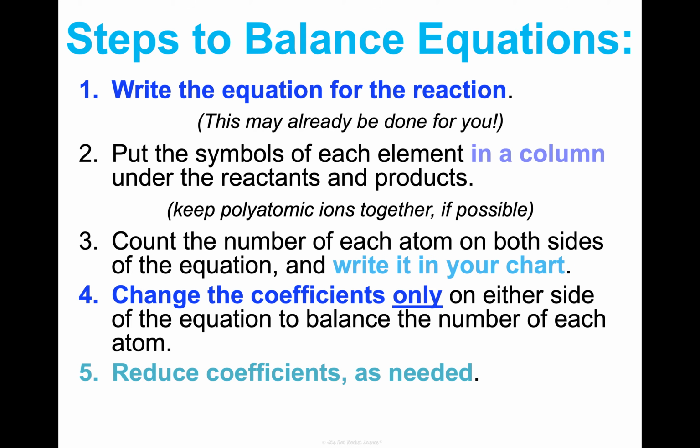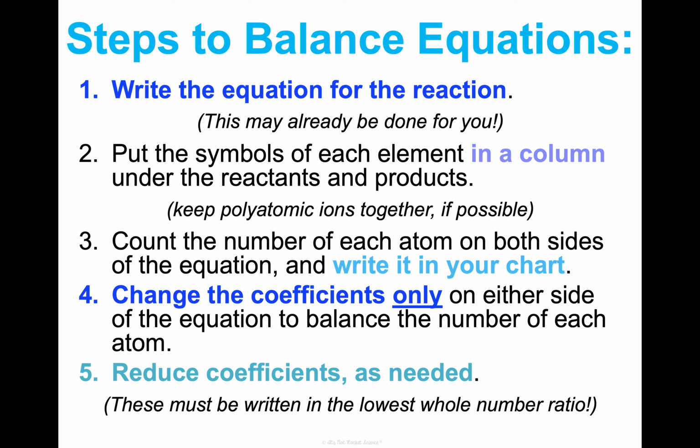And then at the very end, you'll look at your answer and see if you need to reduce the coefficients as needed, because we always want the simplest form. We don't want it to say you need 2 of everything. Well, if you needed 2 of everything, that means you could also just need 1 of everything. So you could reduce those. Okay, so we'll always check that too. We'll practice this together, but it always needs to be in the lowest whole number ratio.